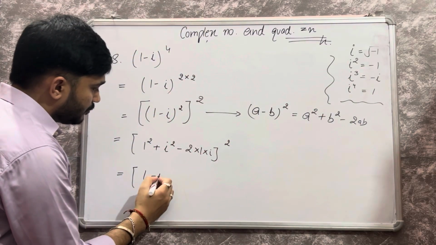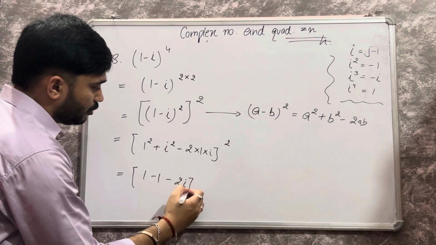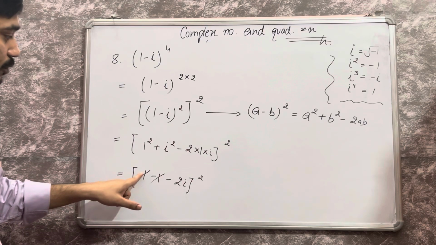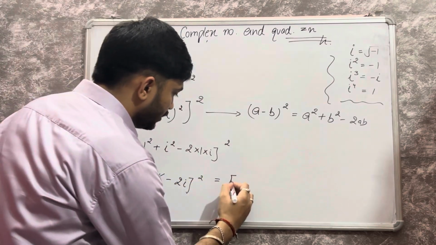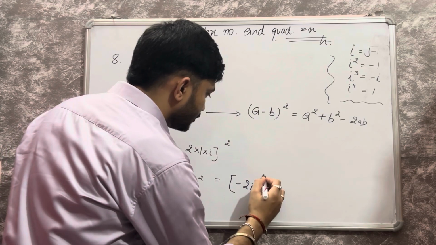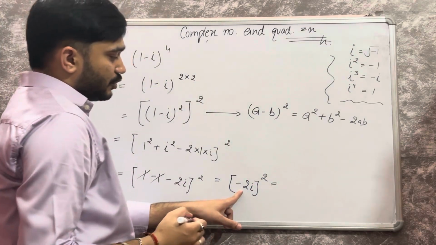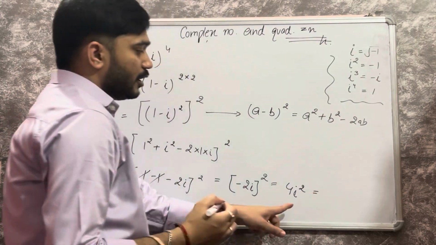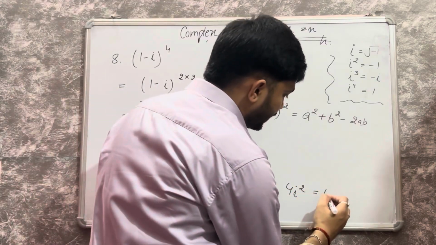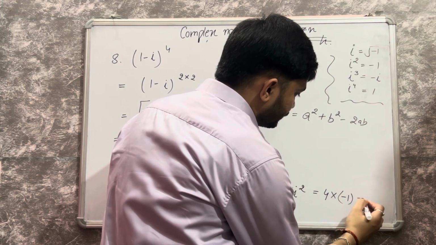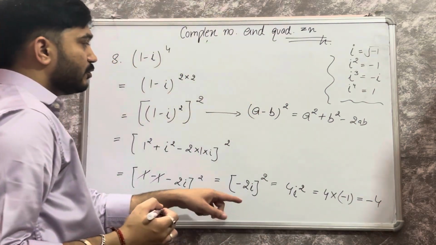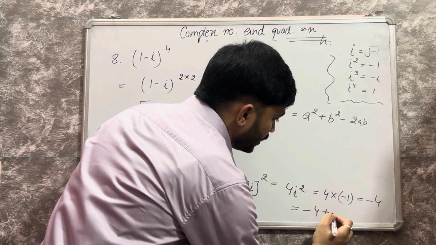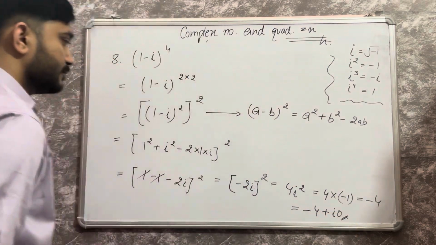So i² will be −1: (1 − 1 − 2i) whole squared. 1 minus 1 is 0, or you can cancel this out. So we are left with (−2i)². What is the square of −2? That is 4, and i². Now put the value of i² here too, so you get 4 into −1. So the answer will be −4. Since we have to represent it in the form a + ib, the answer will be −4 + i·0. Any doubts?